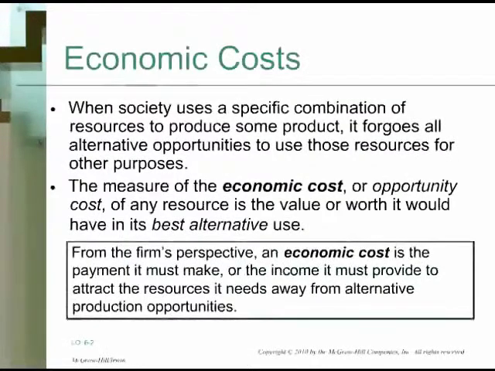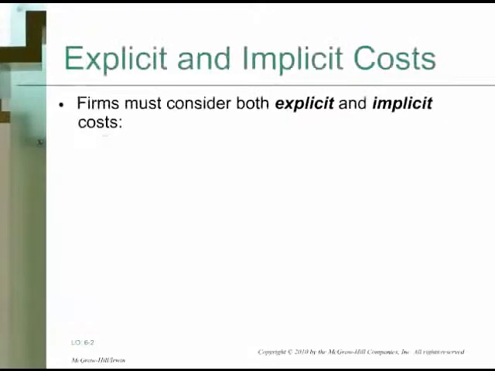A crucial concept in economics is that of economic cost. When society uses a specific combination of resources to produce some product, it forgoes all alternative opportunities to use those resources for other purposes. The measure of the economic cost, or opportunity cost, of any resource is the value or worth the resource would have in its best alternative use. From the firm's perspective, an economic cost is the payment it must make, or the income it must provide, to attract the resources it needs away from alternative production opportunities.